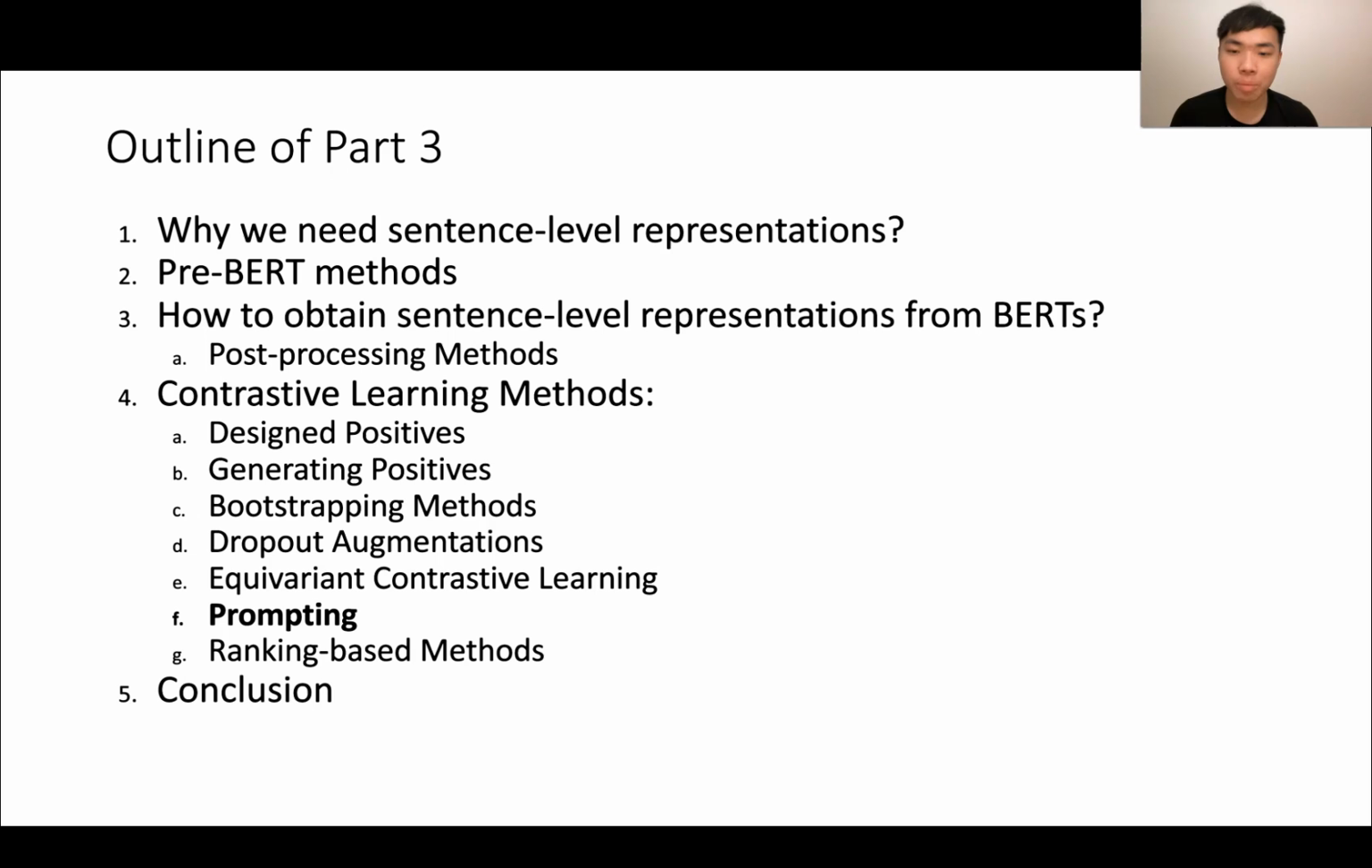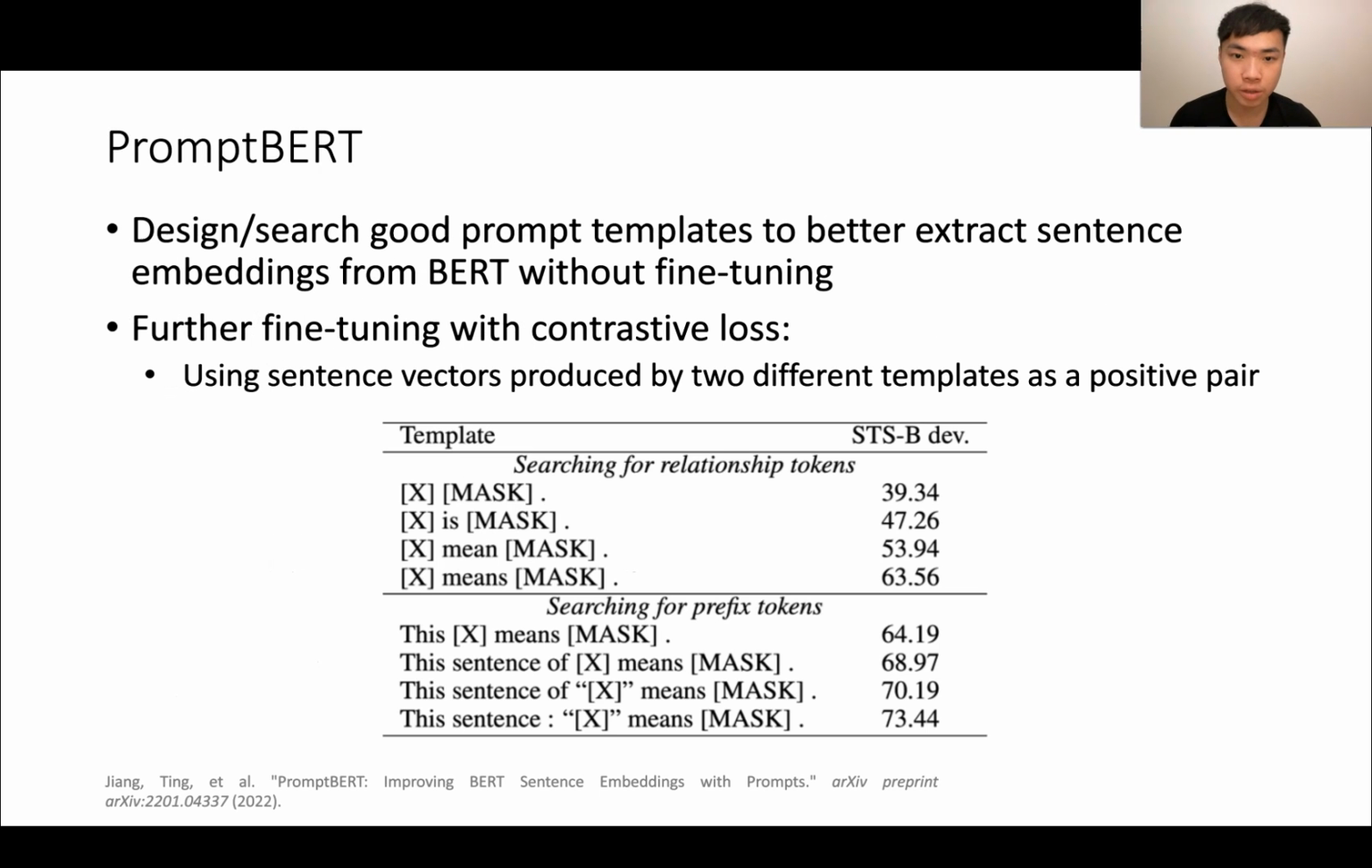Okay, so the next paper I'm gonna introduce is about using prompting to further improve the performance of SimCSE. In this paper, PromptBERT, they try to design or search good prompt templates to better extract the sentence embeddings from BERT model even without fine-tuning. Previously in the SimCSE paper, they still use the CLS vectors to extract sentence embeddings.